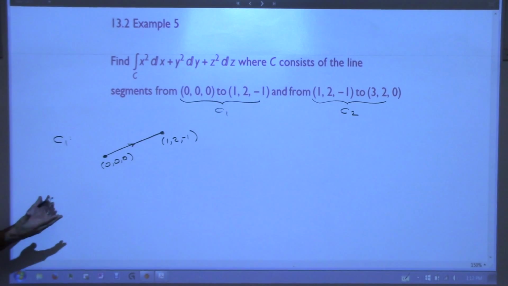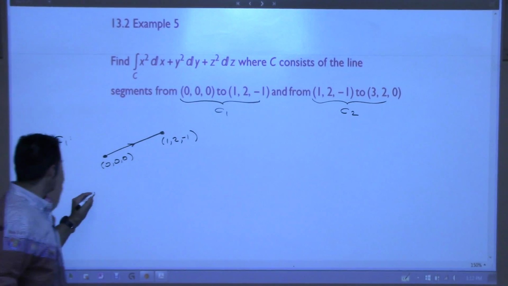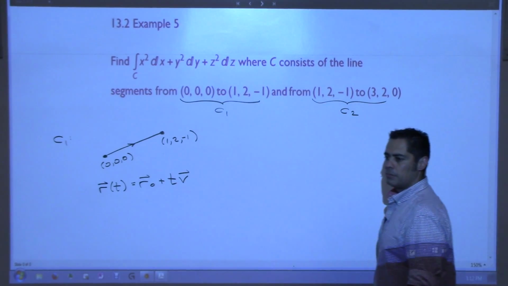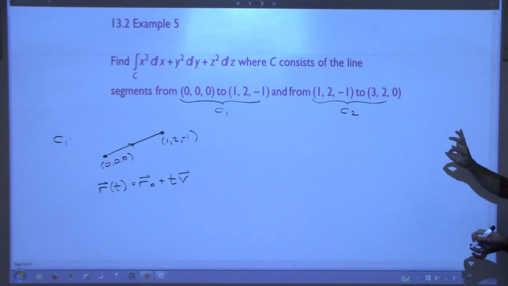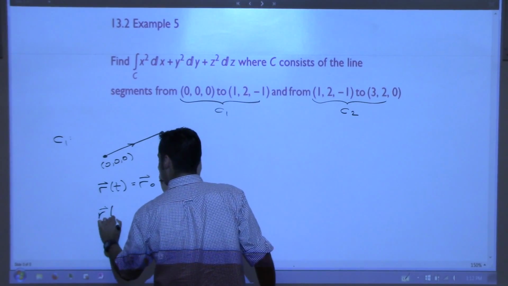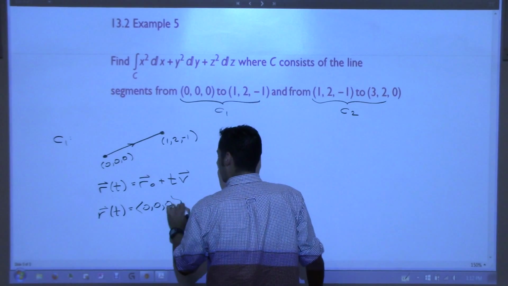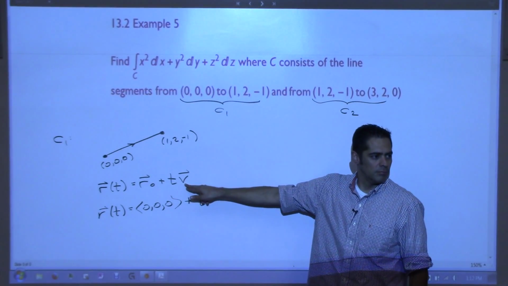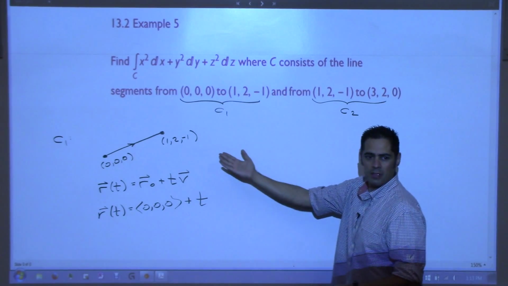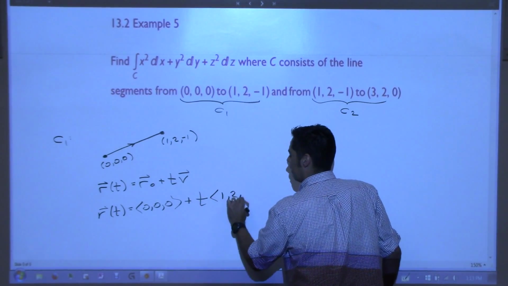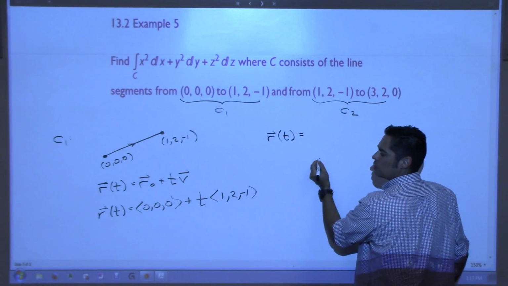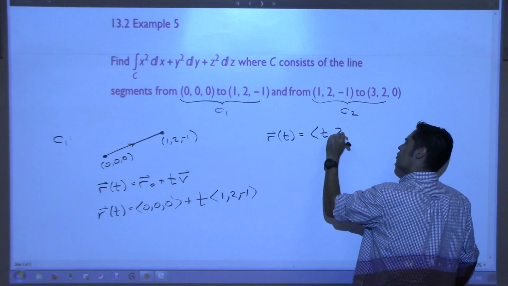Direction vector. Okay, so this is a line segment, right? We've done this before, it's just now you're in 3D. So we're still going to use the fact that r(t) equals r naught plus t v. We could do that. That should let me draw that line. So what's r naught going to be here? (0, 0, 0), that's where I'm starting. So r(t) equals (0, 0, 0) plus t, and then how about the direction vector? It's the vector that goes from here to here, so you subtract 1 minus 0, 2 minus 0, negative 1 minus 0. So it's just that point written as a vector, (1, 2, -1). And this just turns out to be r(t) equals (t, 2t, -t).